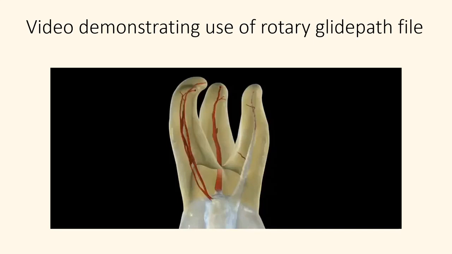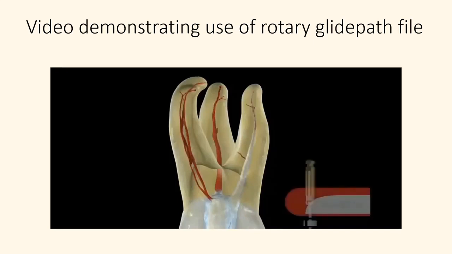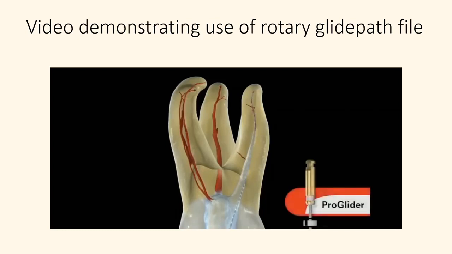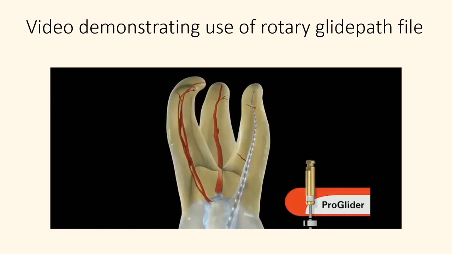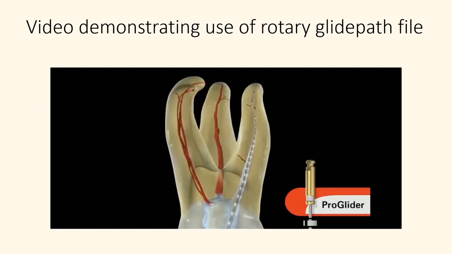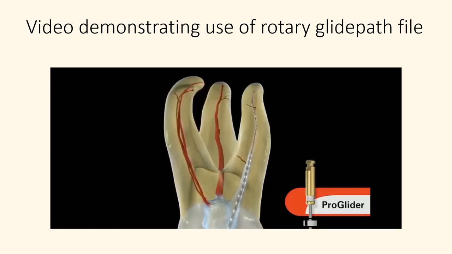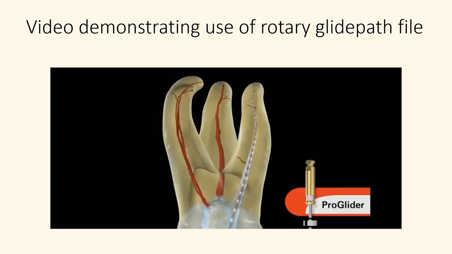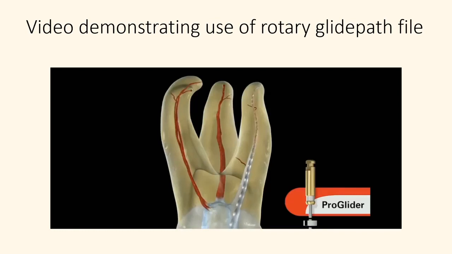This is a small video demonstrating the use of a rotary glide path file. This is the ProGlider file. Go in a small pecking motion. Don't go directly till the apex.